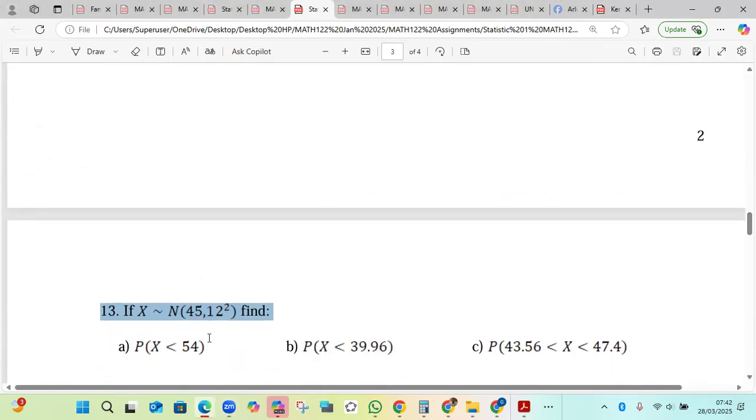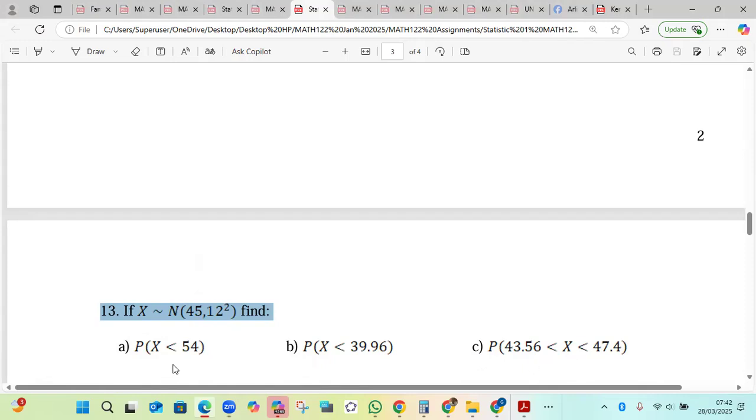It says, if X approximates a normal distribution with a mean of 45 and a variance of 12 squared, find the probability that X is less than 54. That's part A. Part B, the probability that X is less than 39.96. And part C, the probability that X is greater than 43.56 and less than 47.4. So that means the probability that X is between 43.56 and 47.4.